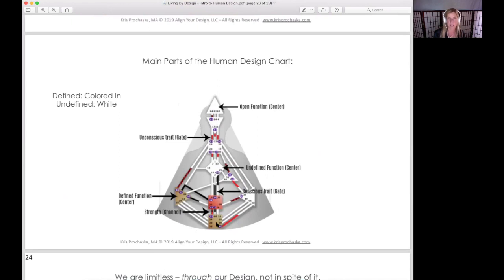They're defined. Think of this like a circuit board. Everything that's colored in is turned on 24/7. It doesn't turn off. It's on all the time. If it's colored in, doesn't matter what color it is, it's just turned on 24/7. Everything that is white or undefined in the chart turns on and off depending on who we're with. And there's some transit aspects that happen as well.